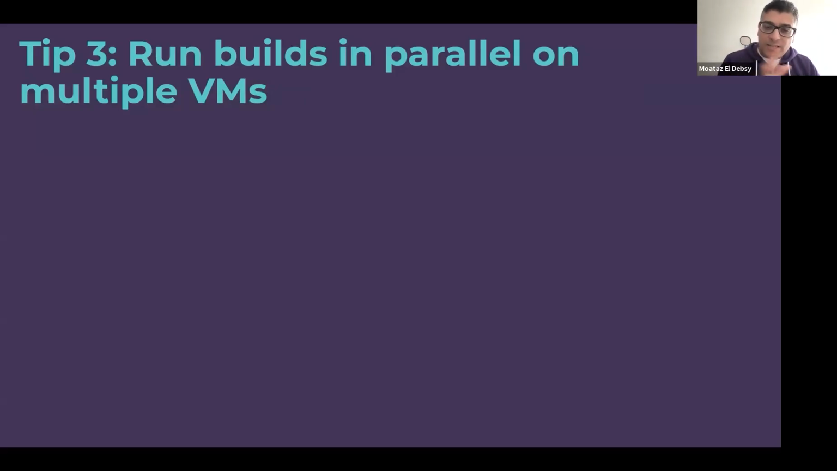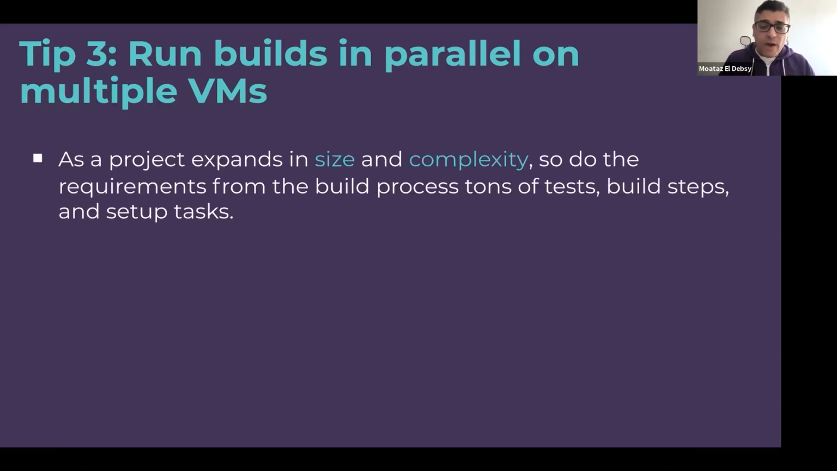Run builds in parallel on multiple VMs. This was one of the answers to our question. So how can we reduce the build time? Run builds in parallel with multiple VMs. If our team is expanding and the size and complexity of the features are increasing, we need to find a solution, because every time we add more test cases, more features, more modules to our application, the build time will increase. So we can find a solution for this. One of the solutions that can reduce the build time is to run builds in parallel.